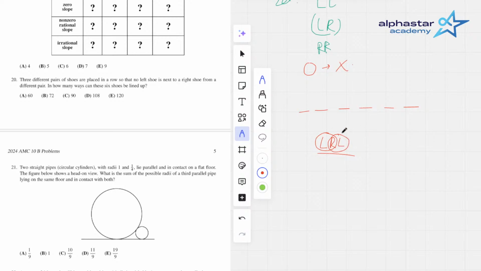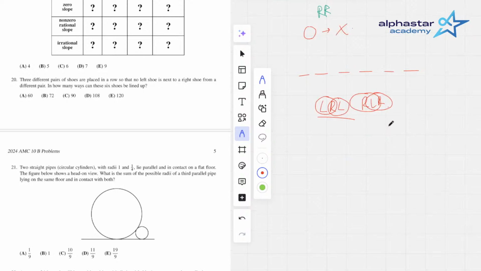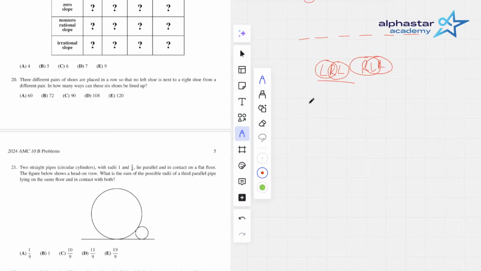So therefore, we similarly cannot have RLR due to the same issue. So that means that we can never have this pattern LRL. So every right has to be next to at most 1 left. Similarly, every left has to be next to at most 1 right. So for example, like LLLRRR, RRRLLL.